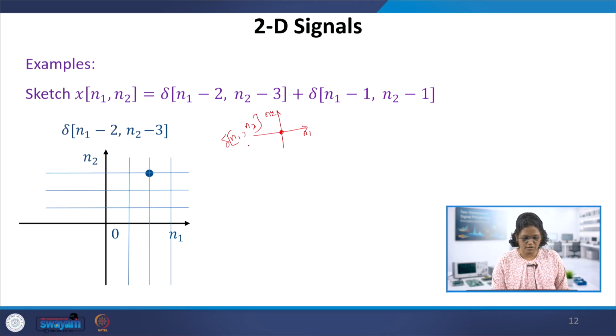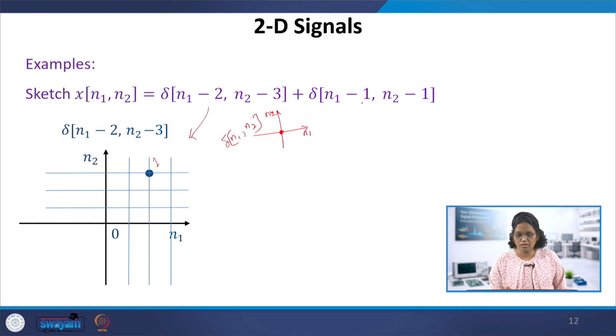Now if we are shifting this to delta of n1 minus 2, it shifts in this direction by 2, and n2 minus 3 means n2 shifts by 3. So that impulse would be available only at this point, having unit amplitude 1 here. So this is 2 comma 3, two shifts in the n1 direction and 3 shifts in the n2 direction. This is the first signal.